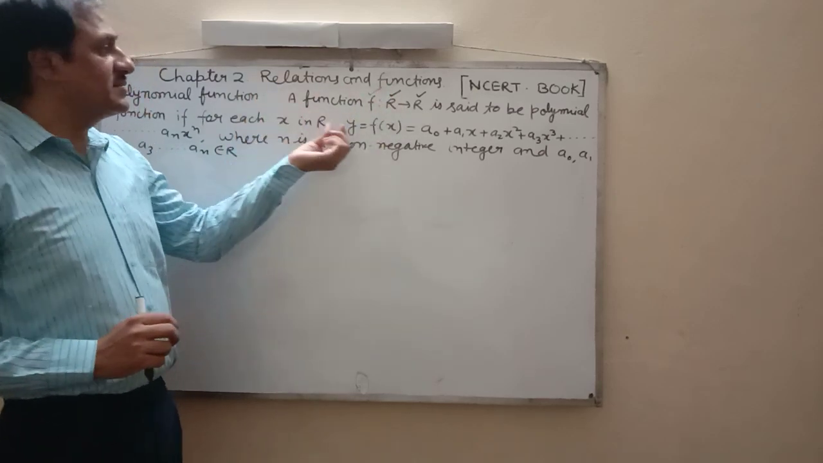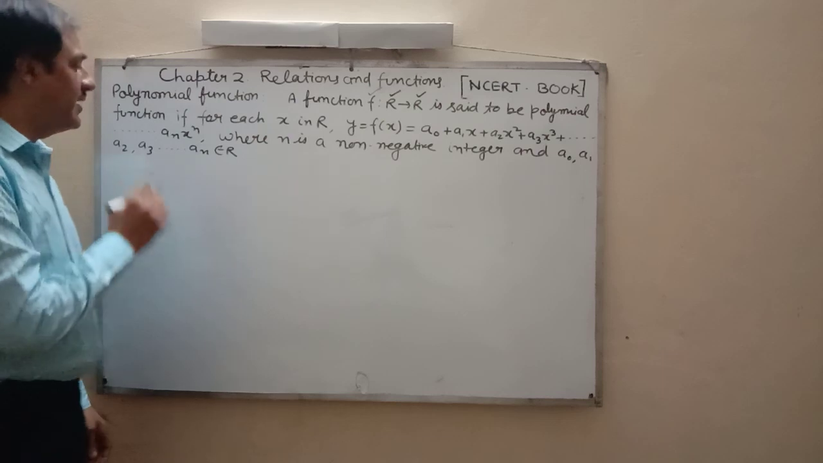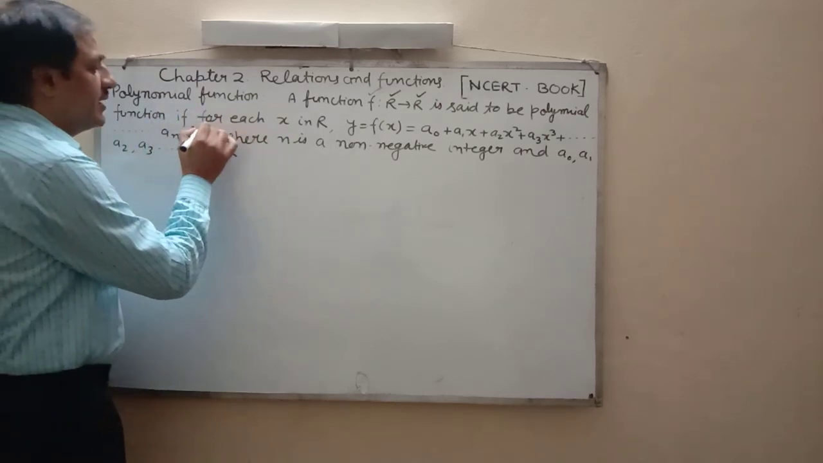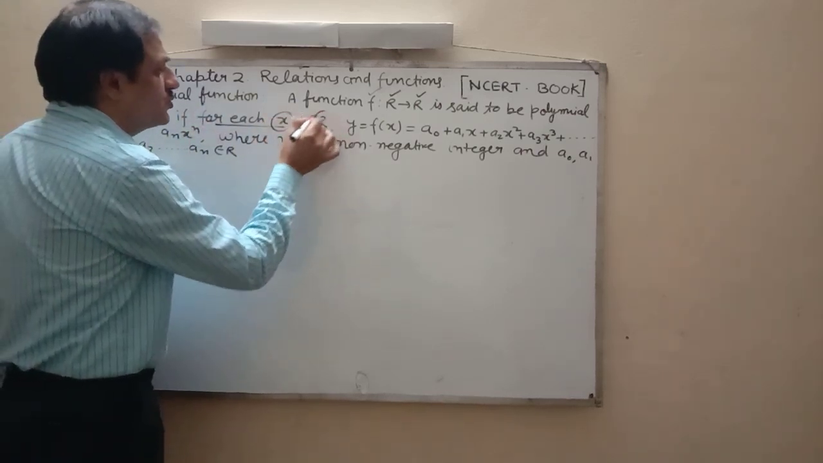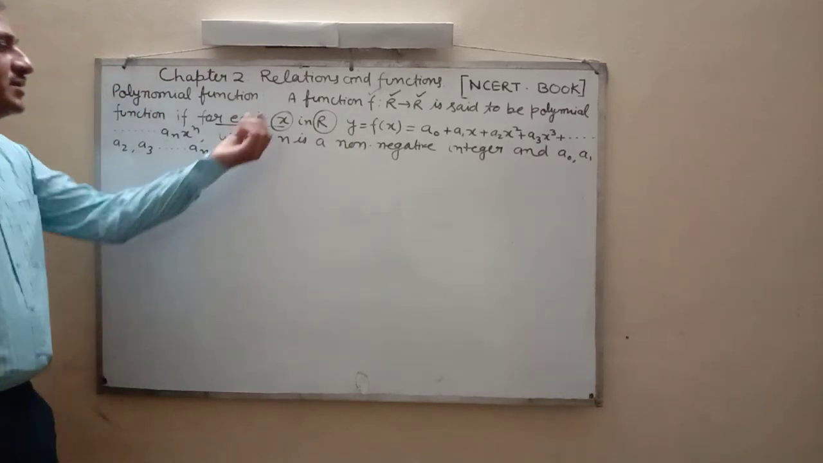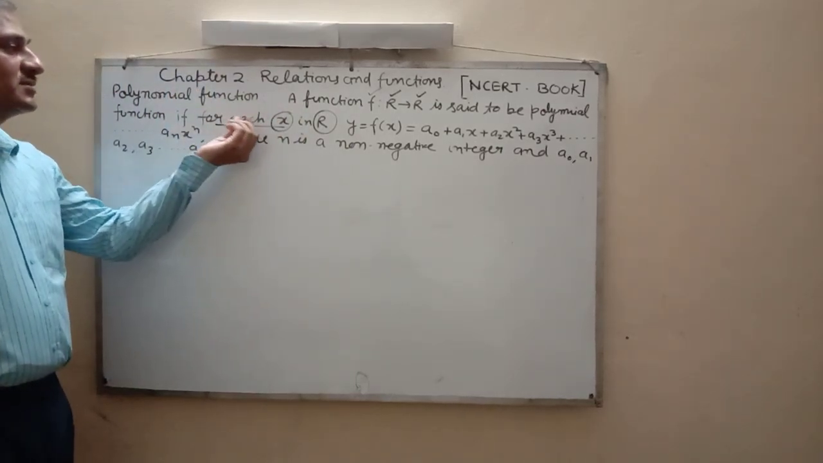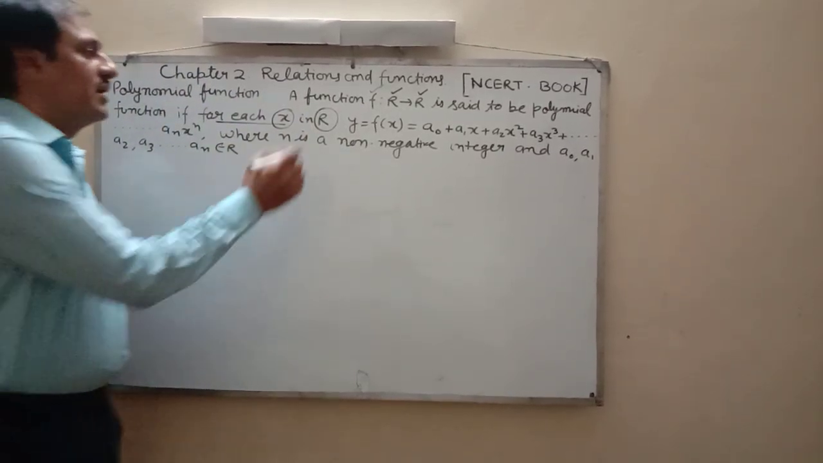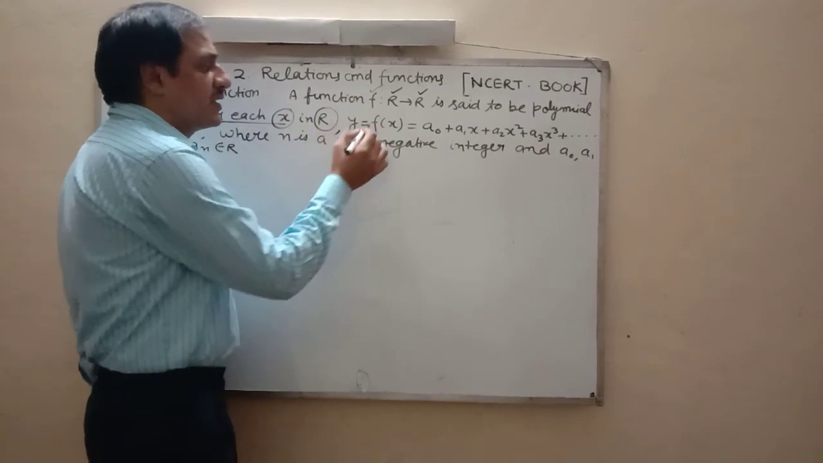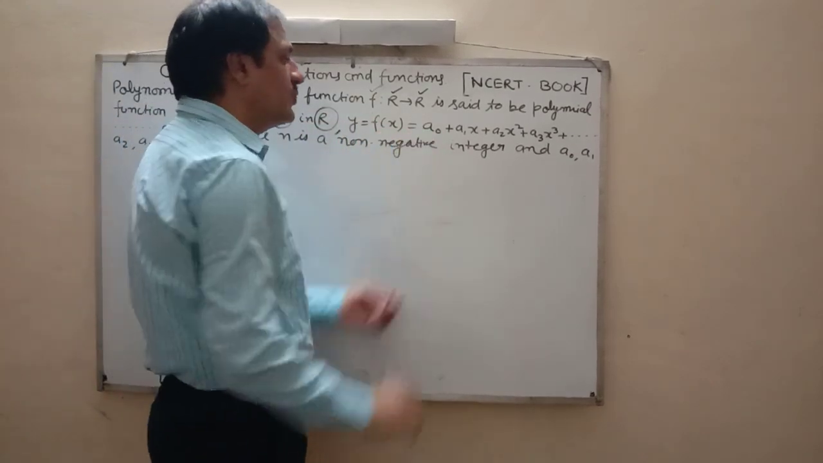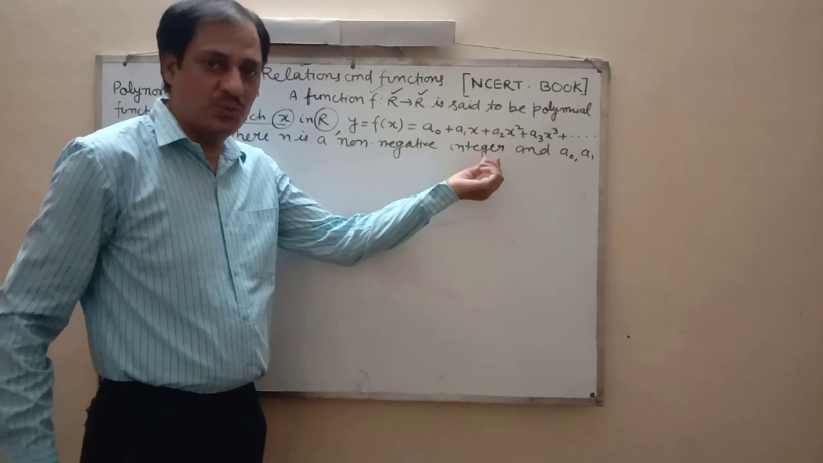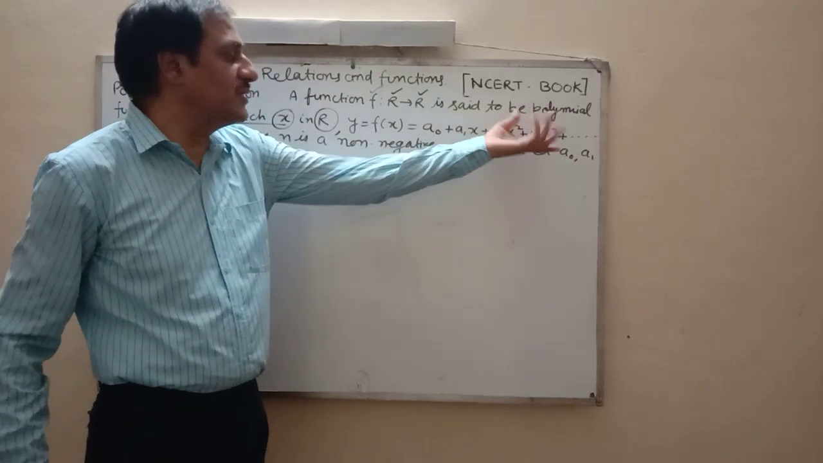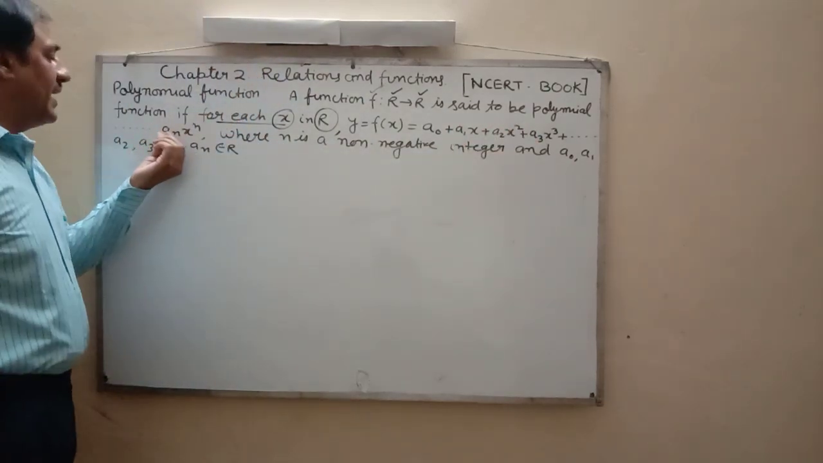A function is said to be a polynomial function if, for each x belongs to real numbers, the domain of the polynomial function will be real numbers. Here y is equal to f of x is equal to a0 plus a1x plus a2x square plus a3x cube and so on, an into x power n.